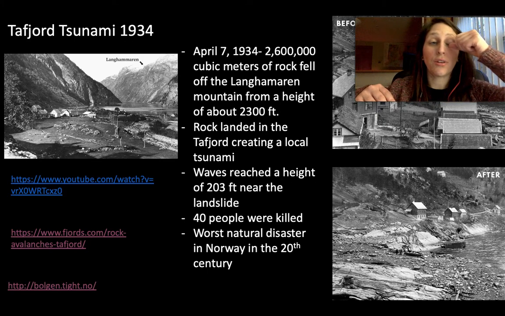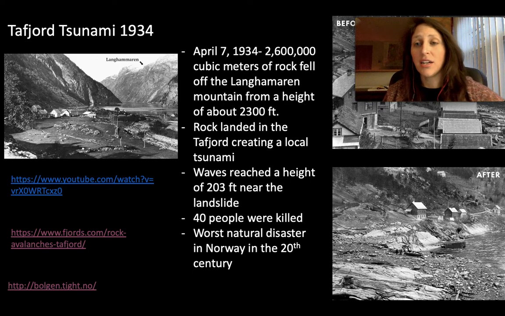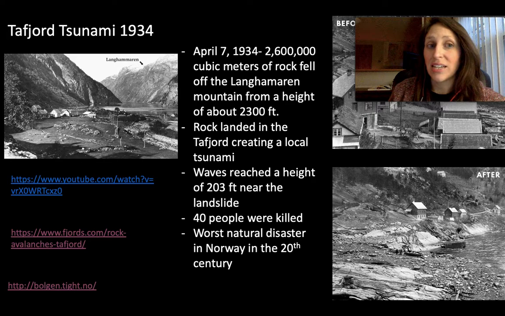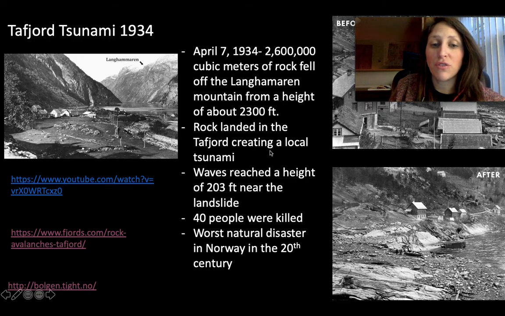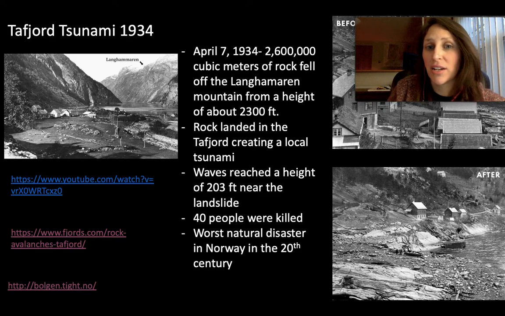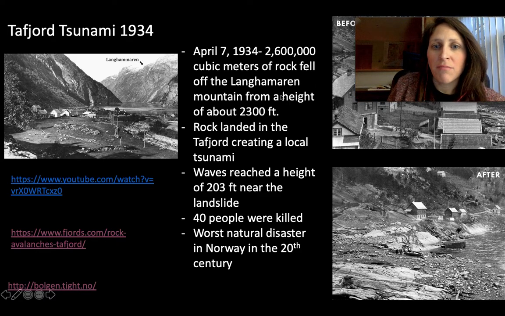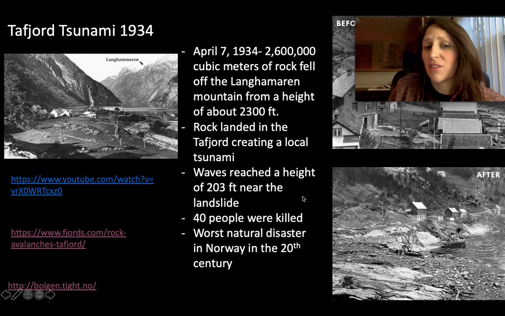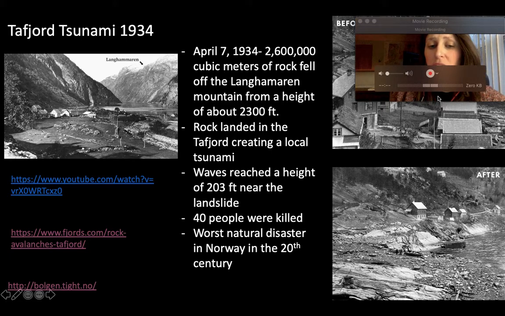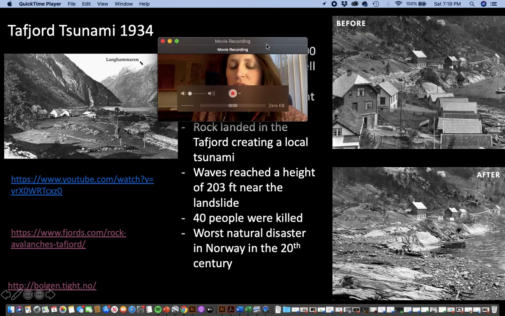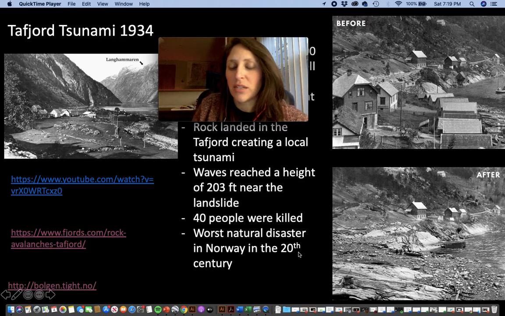In 1934, this Norwegian community experienced this really devastating tsunami because of this rock fall from this mountain right here in the distance, which sloughed off a bunch of rock and deposited it right in this fjord. The waves reached a height of 203 feet near the landslide, and 40 people were killed. This is one of the worst natural disasters in the history of Norway in the 20th century, and you can see some before and afters of this community, before the tsunami and after the tsunami.